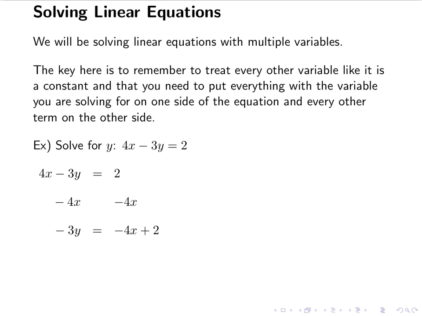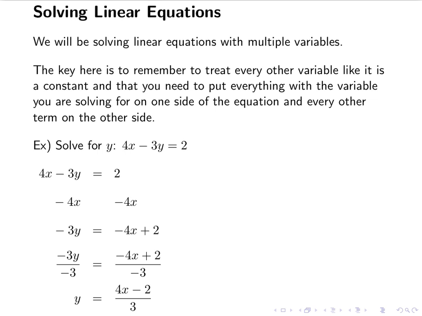So the addition principle has been used. Everything with a y is on one side, everything without the y is on the other. And then we use the multiplication principle. I want to get rid of that coefficient of negative 3, so I'm going to divide both sides by negative 3. Now remember, every single term needs to be divided by negative 3.